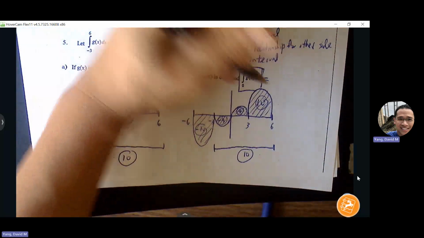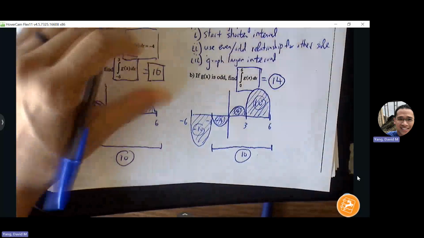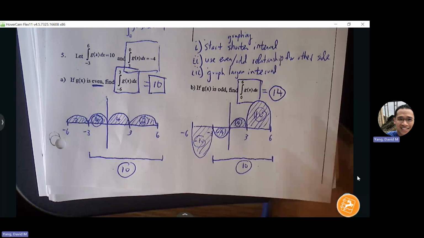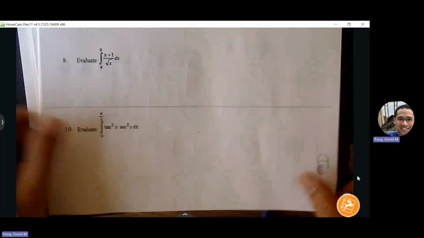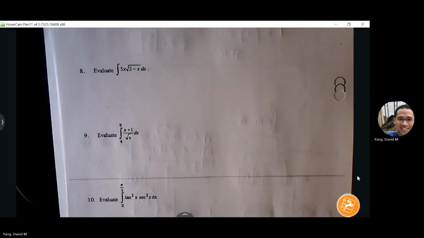What's the definite integral from 0 to 6? So if you follow this order that I've established, I think this is the most straightforward way of building your graph. Okay, back. Oh, yeah. So -3 to 6 is 10. And then therefore 0 to 6 will be 14.